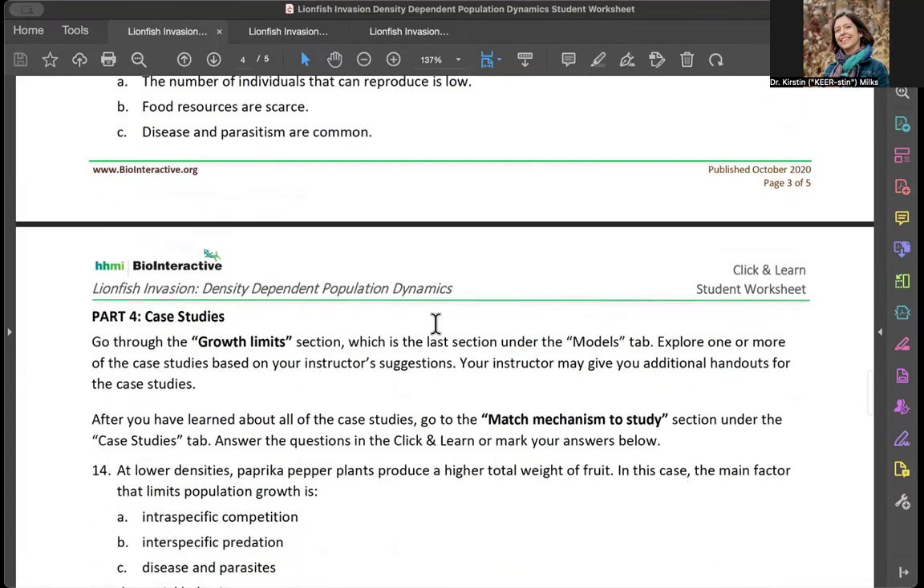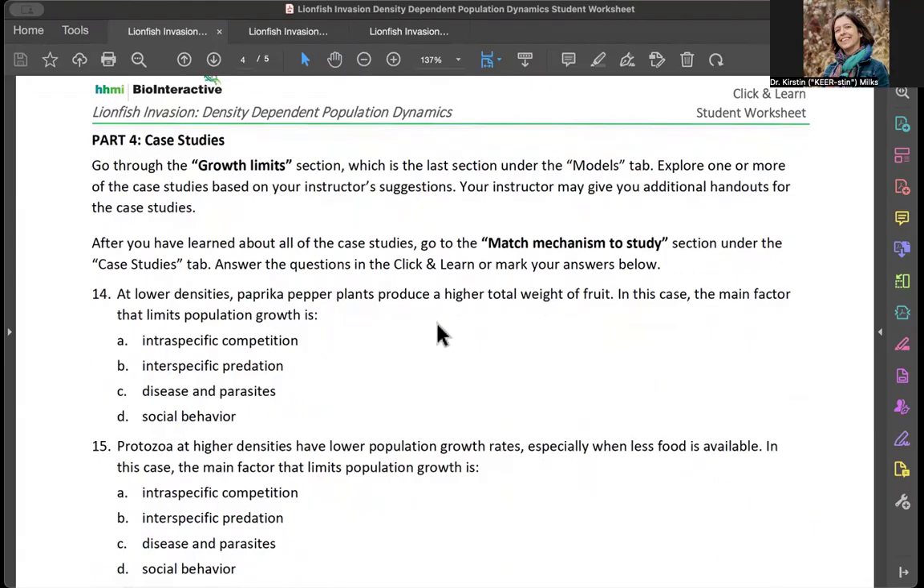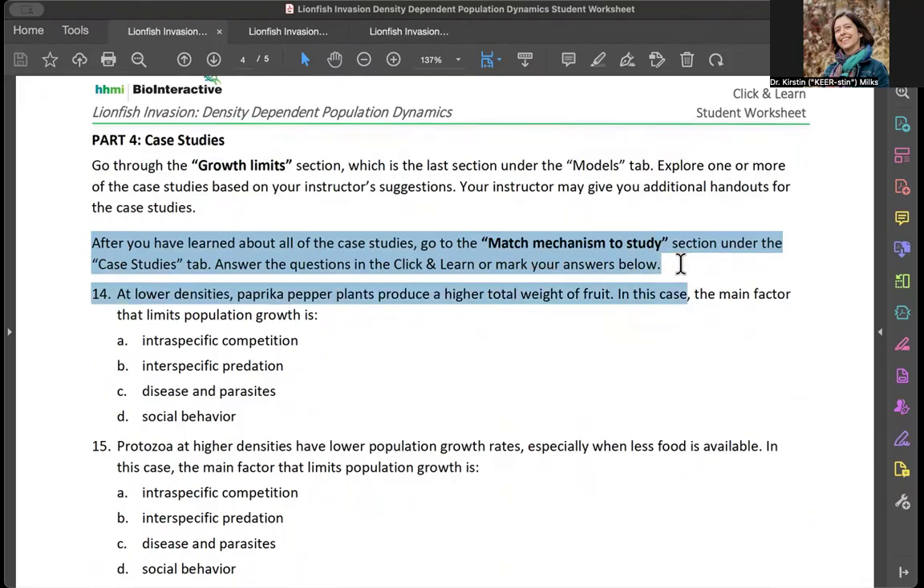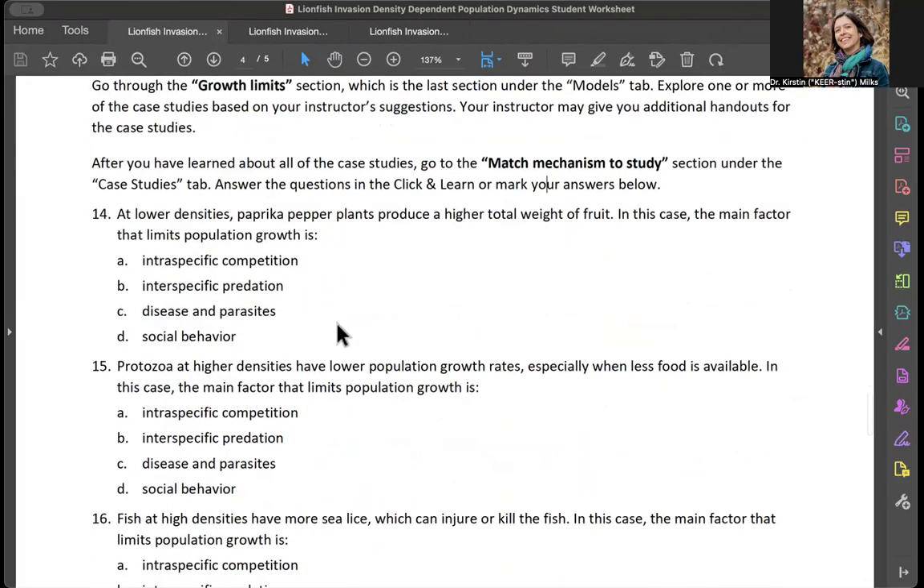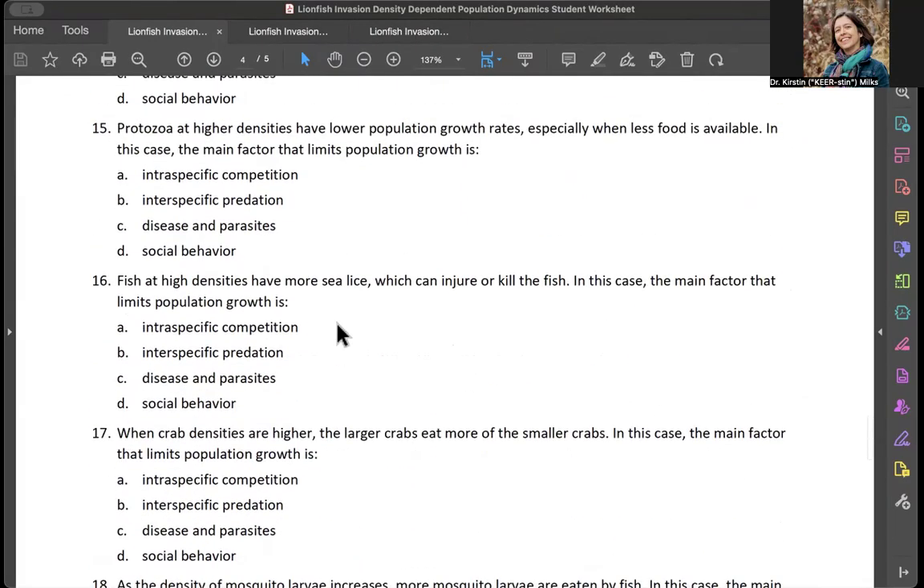And so today we're going to look at some case studies so you can see some growth limits. I have case studies for you, and you're just going to go through that section. And after you've learned about all the case studies, you're going to go to the match mechanism to study section, and you're going to answer the questions, or you can mark your answers on the paper. It doesn't matter to me.